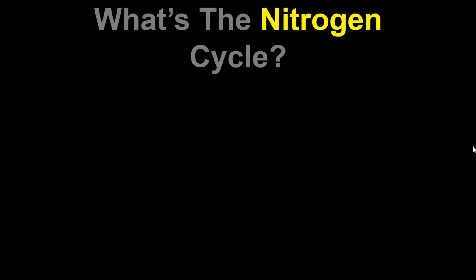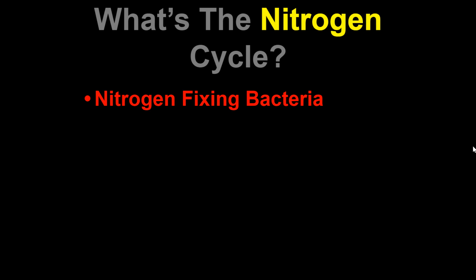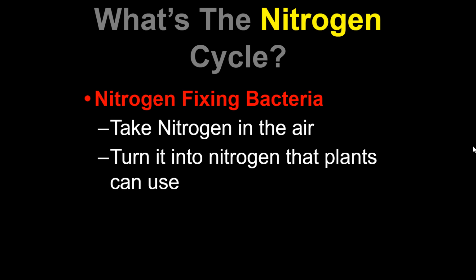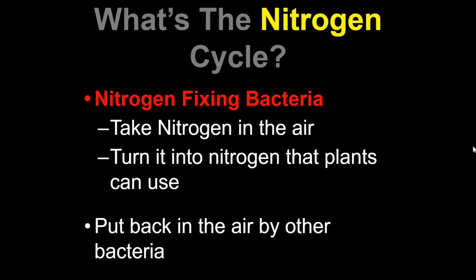Now, the next one is the nitrogen cycle, and the main thing to understand with the nitrogen cycle is that we have to have these nitrogen-fixing bacteria because nitrogen in the air is not available to plants and animals. So they take that nitrogen and convert it into a form that plants can use. Then animals can eat the plants, and other animals can eat those animals, and they can get the nitrogen that way. Then there's other bacteria that put the nitrogen back into the air.